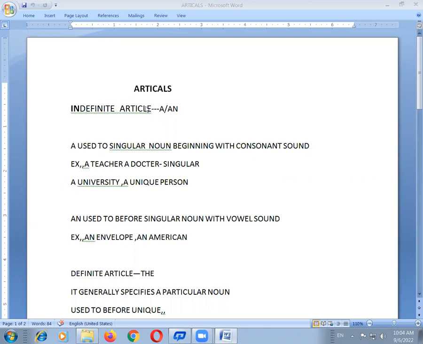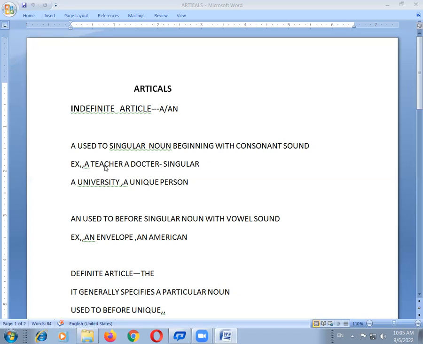Articles are divided into two types, indefinite article and definite article. Look here. The indefinite article a, an and the definite article the are called determiners. So a or an is called the indefinite article and the is called the definite article. A and an are commonly used before a singular noun. A is used before a singular noun beginning with a consonant sound.